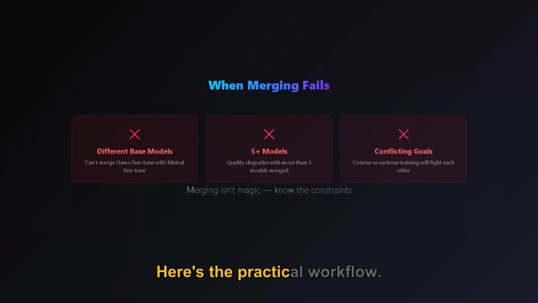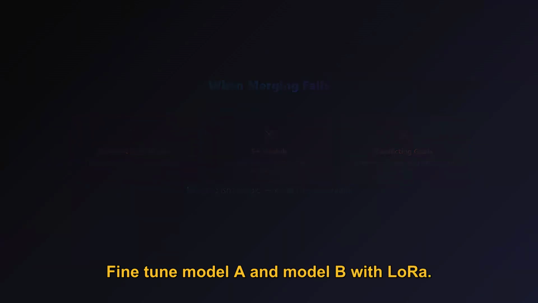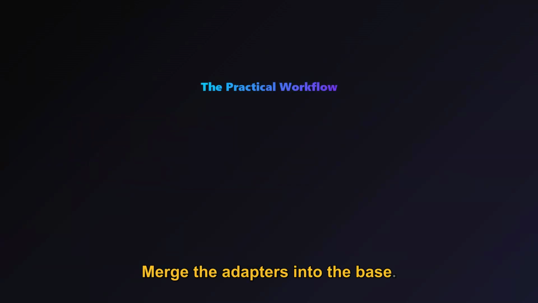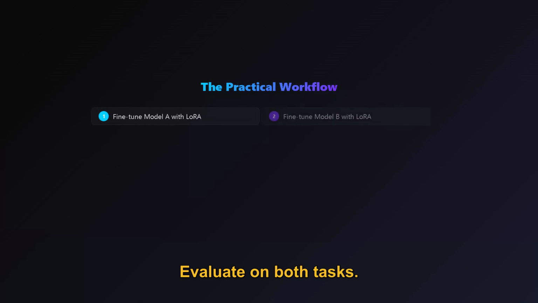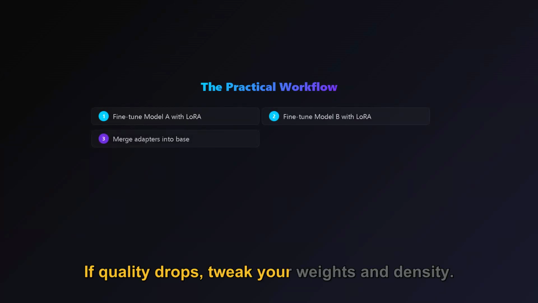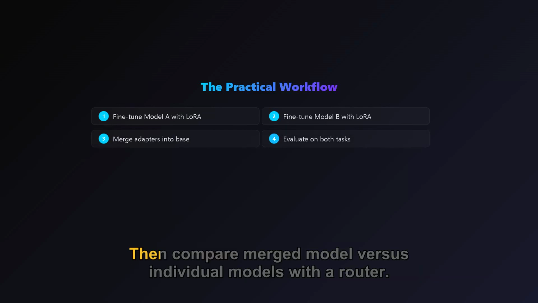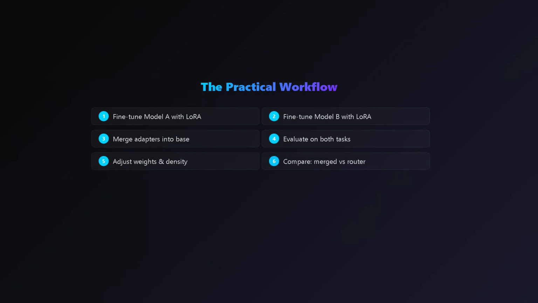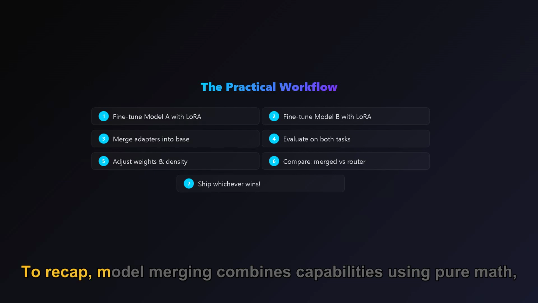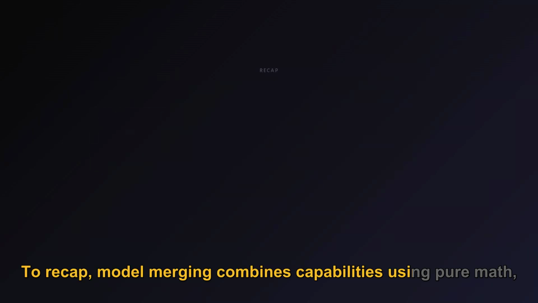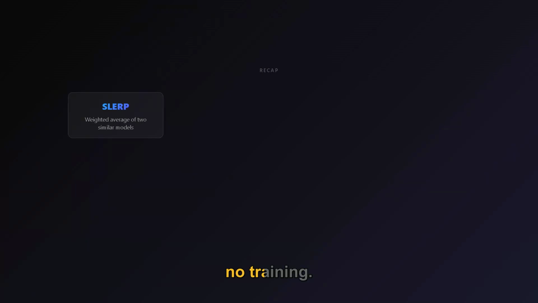Here's the practical workflow. Fine-tune Model A and Model B with LoRA. Merge the adapters into the base. Evaluate on both tasks. If quality drops, tweak your weights and density. Then compare the merged model versus individual models with a router. Ship whichever wins.